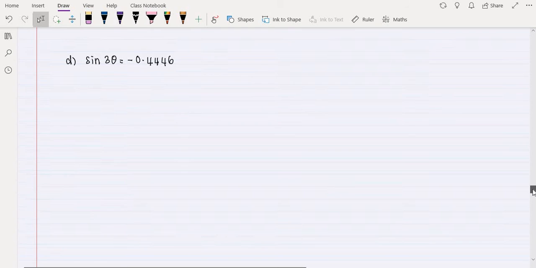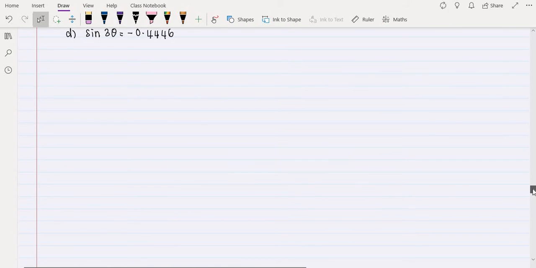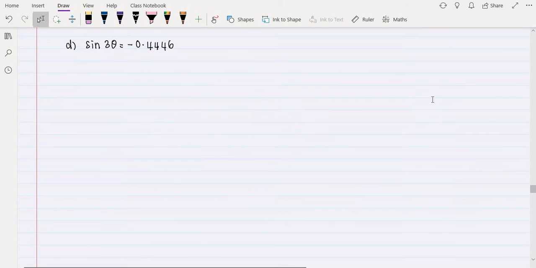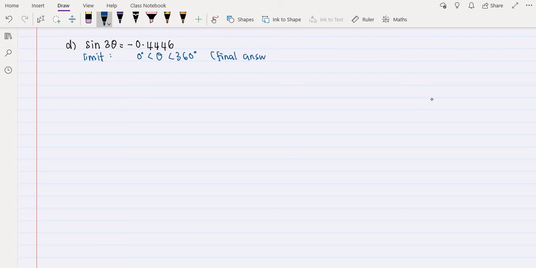Second example, we have question D. You are given sine 3 theta is equal to negative 0.4446. So here again, the first step is to check on our limit. The given limit is theta must be between 0 and 360 degrees. This is for our final answer.